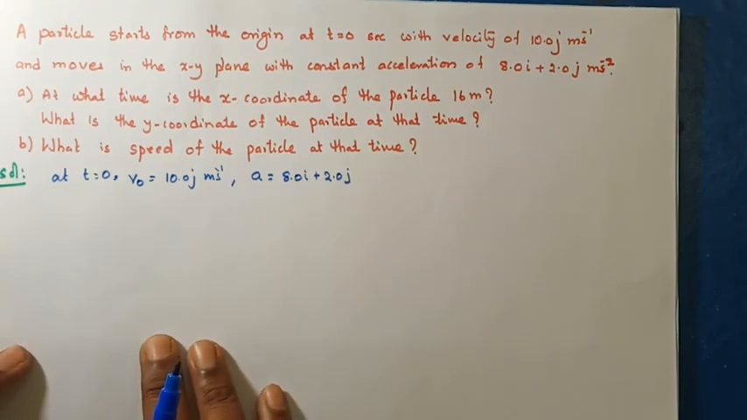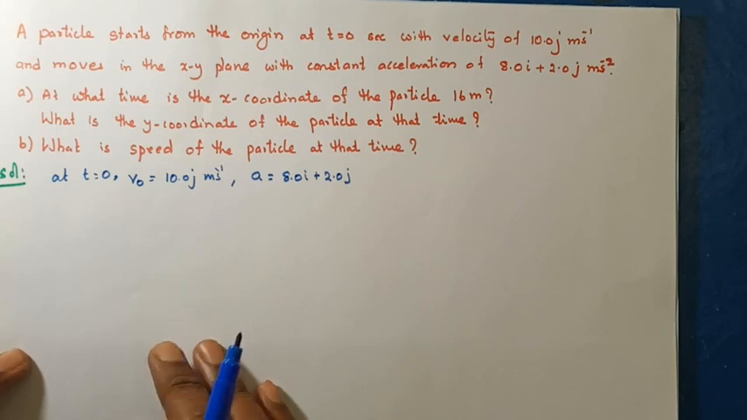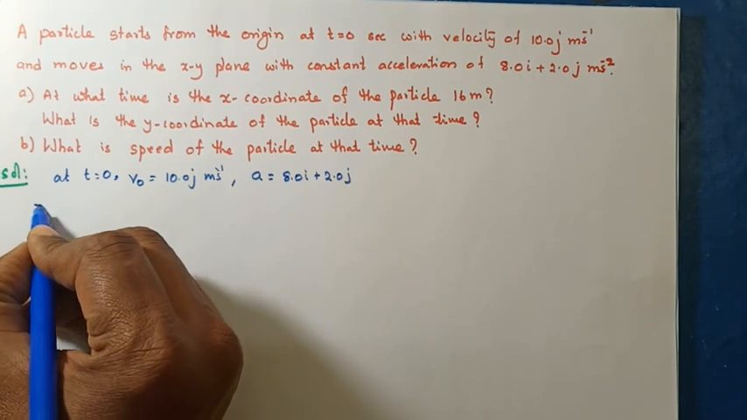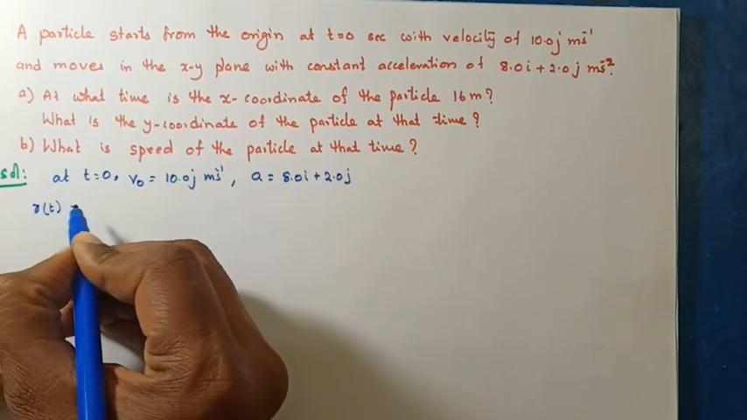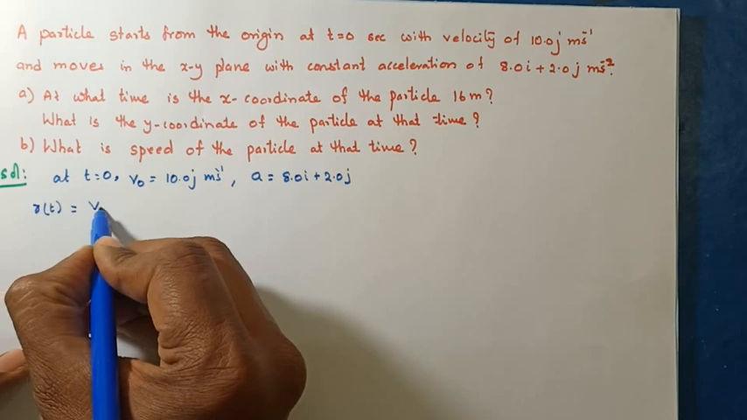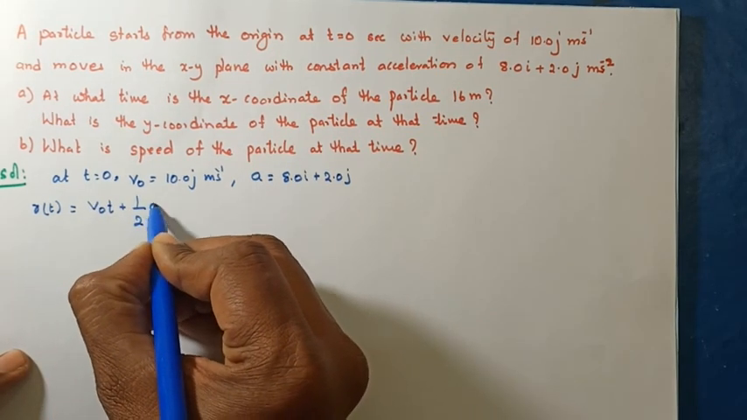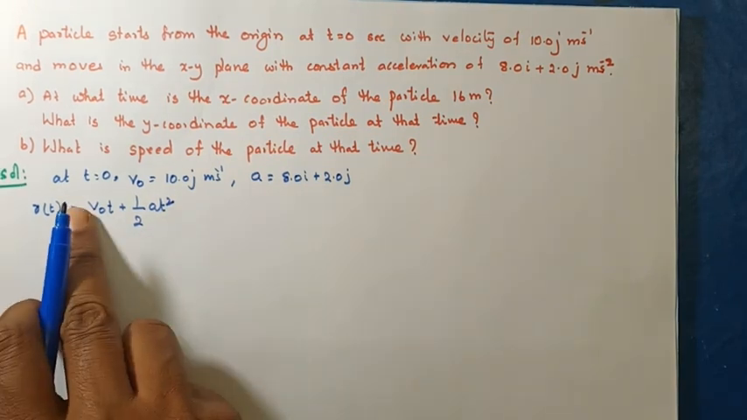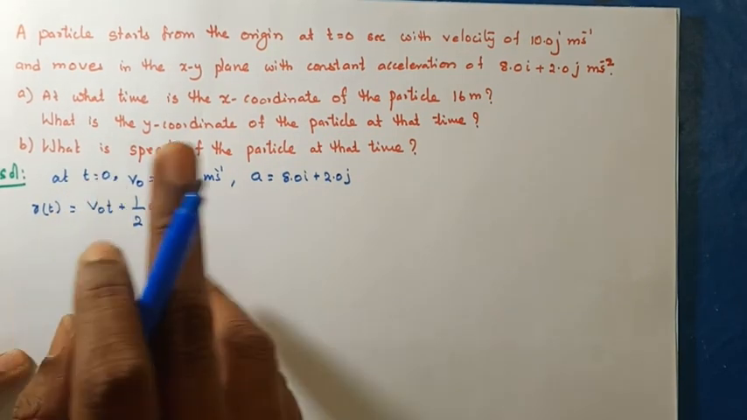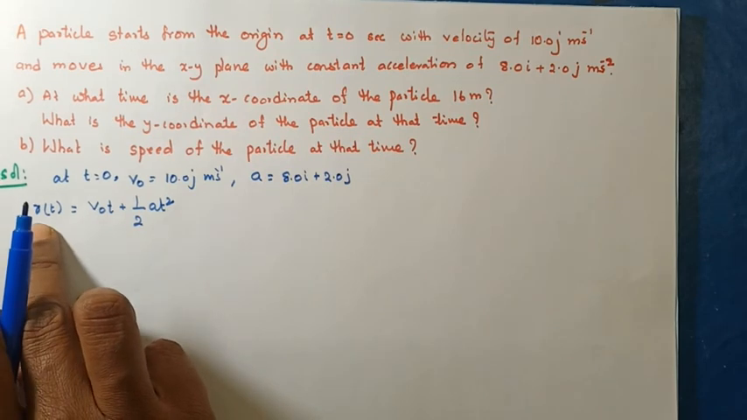Now how to calculate the position vector in terms of that? The position vector r of t is equal to v naught t plus half a t square. I am not writing x naught or y naught, as they become 0. Simply I am writing the position vector.